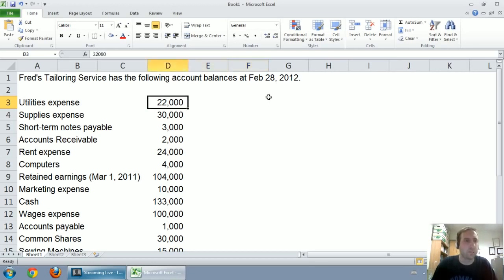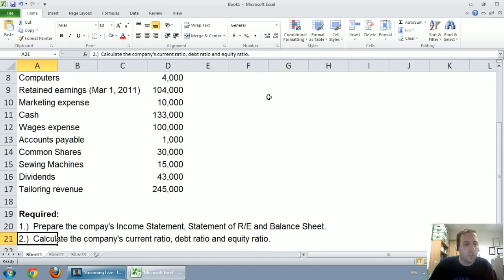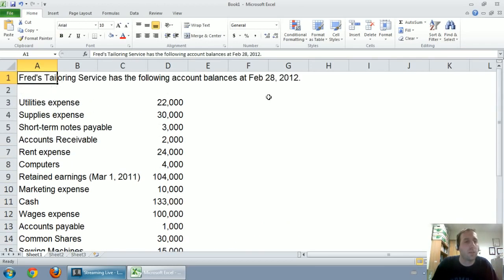The question says, Fred's tailoring service has the following account balance at February 28, 2012, and for the year then ended. Utilities expense, supplies expense, and there's a bunch of other accounts. These are completely in random order. I just took a trial balance of the company and randomized it. It says required, prepare the company's income statement, statement of retained earnings, and balance sheet, calculate the company's current ratio, debt ratio, and equity ratio. So we're going to learn how to do all of that. This video, though, is all about the income statement.